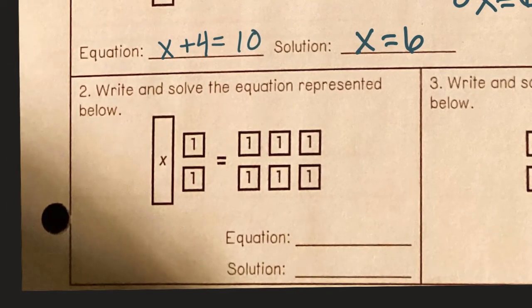Write and solve the equation represented below. Again, I have 1x, so that's going to be x. And then I have 2 positive numbers with it, so that's plus 2. And then my equal sign, and I have 6 positive squares over here, so that equals 6. Again, you can figure this out on your own. I'm sure you know that x equals 4. However, we're going to practice solving these equations the proper way, so we know x plus 2 equals 6.